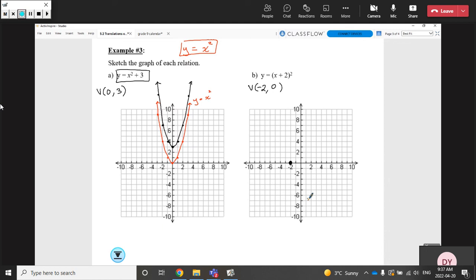So the A value, I know it's not present. It's not actually there, meaning it's 1. So we'll go over 1 up 1, over 1 up 3, over 1 up 5, 1, 2, 3, 4, 5, and there we have it. That's one side of the quadratic. Next side, over 1 up 1, over 1 up 3, over 1 up 5, 1, 2, 3, 4, 5, and there we have it.